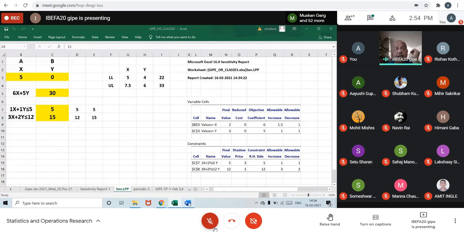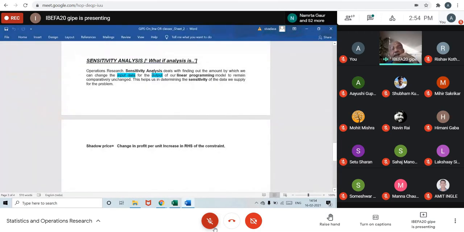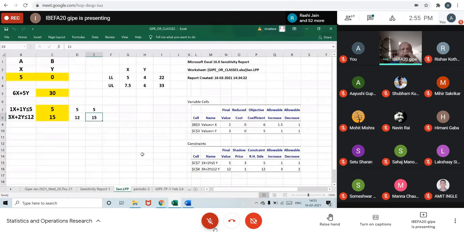See the definition. Sensitivity analysis deals with finding out the amount by which we can change the input data for the output of the linear programming model to remain comparatively unchanged. This helps us in determining the sensitivity of the data we supply for the problem. So shadow price in this example helps us deal with quantities.